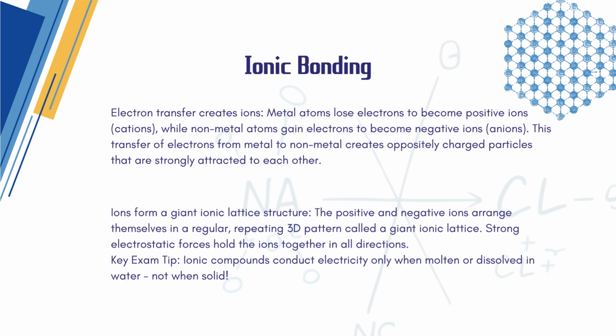Now, these ions have opposite charges, and they attract, and that's what your ionic bonding is. Think of it like a magnet, positive and negative terminal pulling together. These ions form a giant lattice structure, which is basically huge repeating 3D patterns. That's why ionic compounds have high melting points and strong structures.